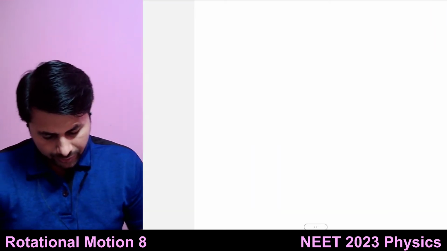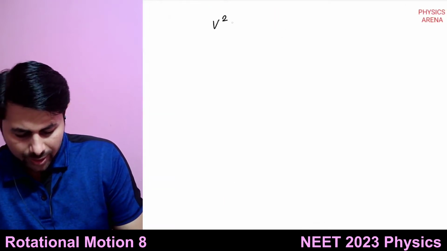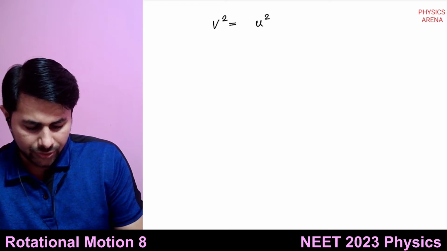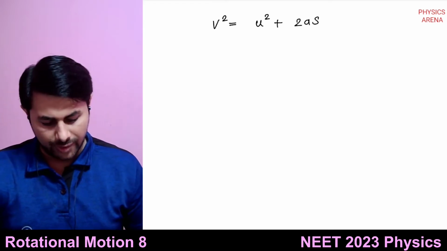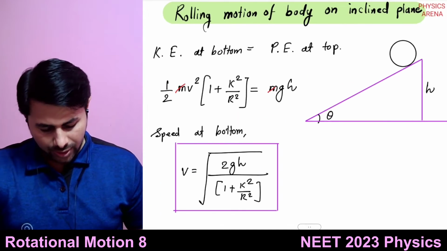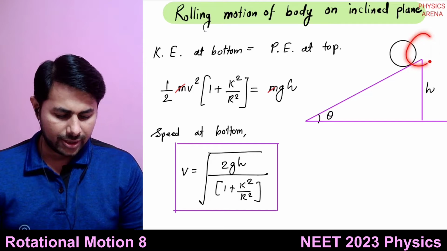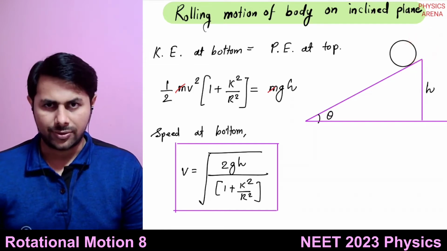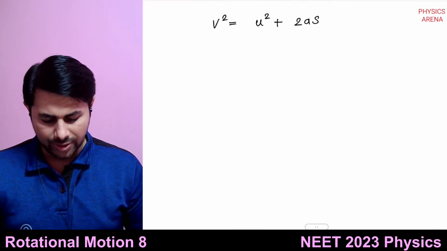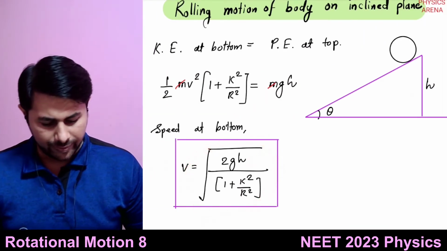Alright, so we want to find out acceleration now. We can use this formula, v square equals u square plus 2 times a multiplied by s. So how much is u? We are just releasing the body at this point from the top point, so u is equal to 0. How much is v? We have found it out. This is the v.